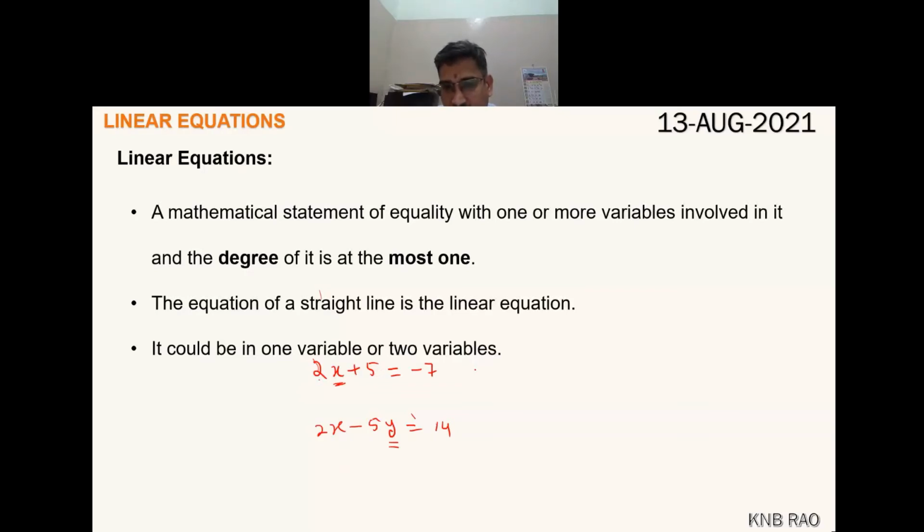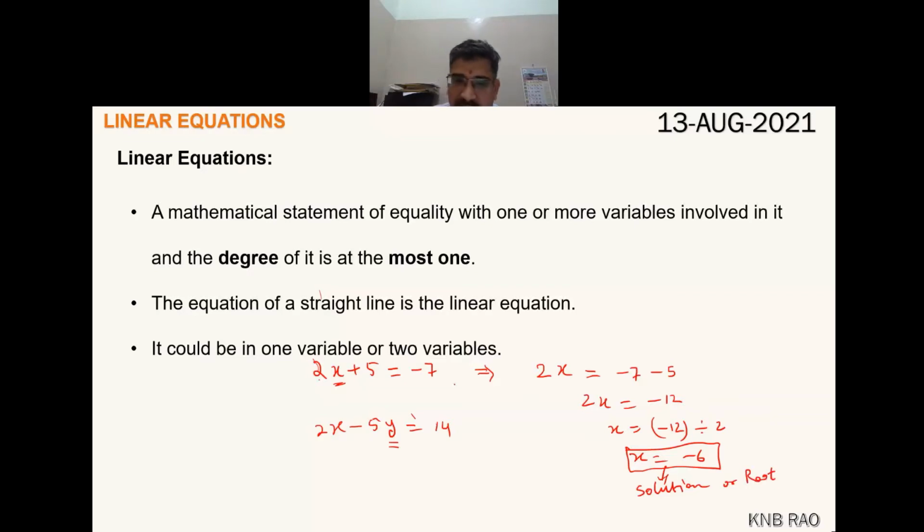If I further solve this, how to solve it? You know, 2x equals this; plus 5 comes here and becomes minus 5, so 2x equals minus 7 minus 5, and the simplification is minus 12. Since 2 is multiplying here, on the other side it does division. So minus 12 divided by 2, x equals minus 6. This is called the solution, or it is called the root of this linear equation in one variable.